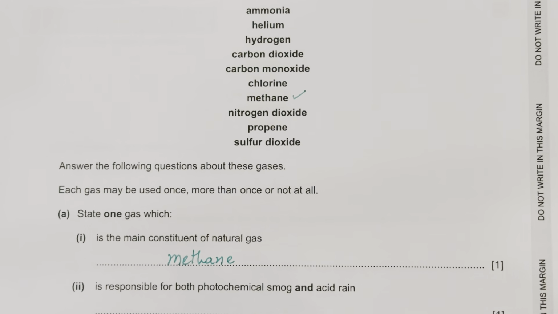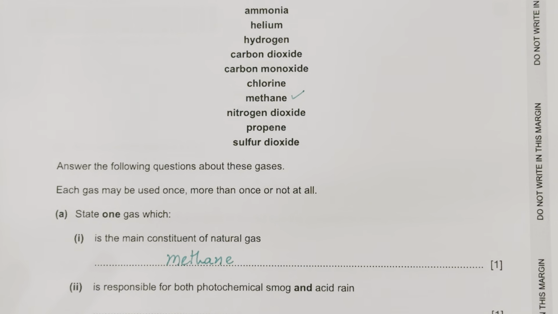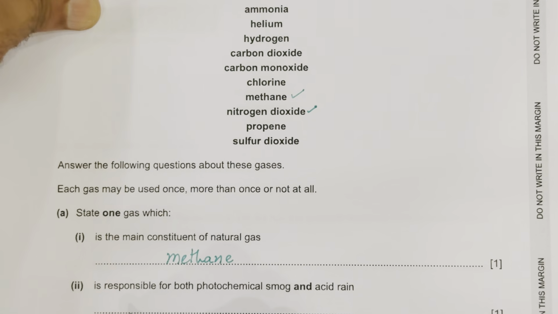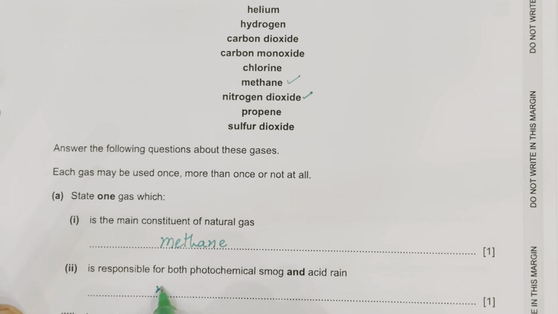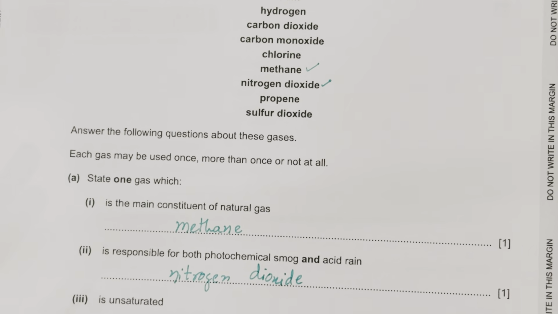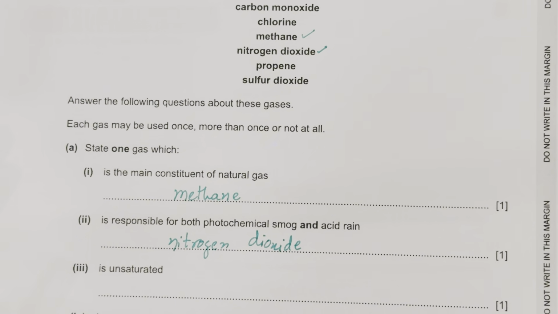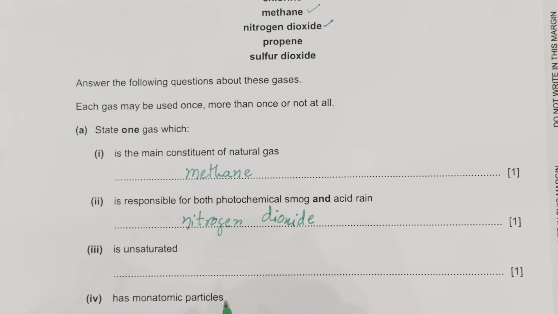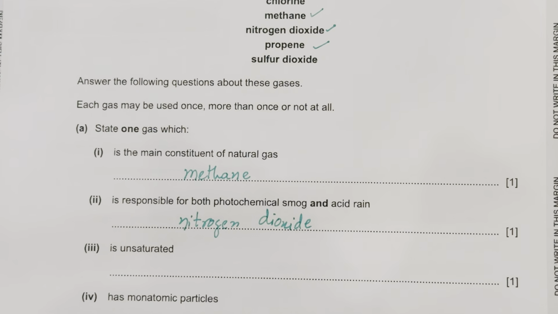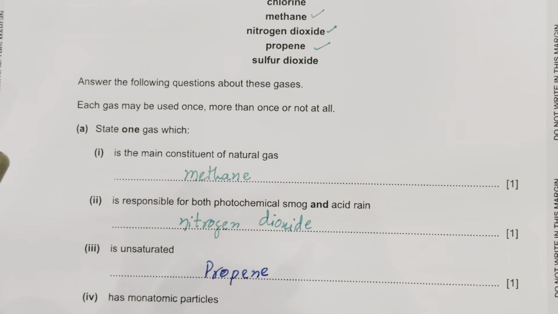Moving to the second part, dash is responsible for both photochemical smoke and acid rain. We know that this gas is nitrogen dioxide. Again, this is given in the above options. So we're going to write nitrogen dioxide in our answer. Moving to the third part, it is unsaturated. Unsaturated gases are those that are alkenes, which have a double bond in organic compounds. So we know that propene is the alkene from the alkene group. So our answer would be propene for this part, because it is unsaturated. Why is it unsaturated? Because it is carrying a double bond.